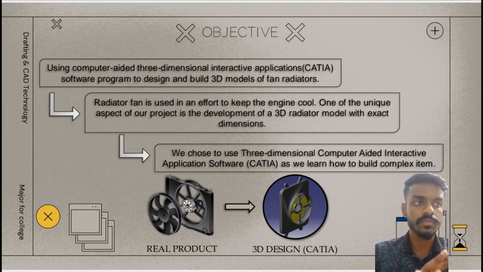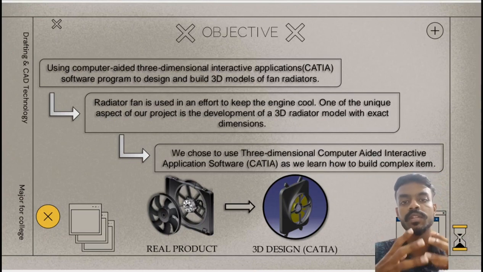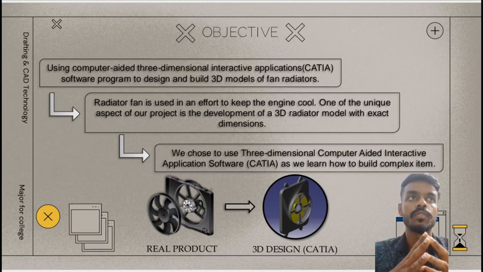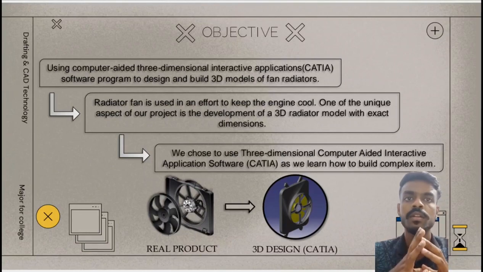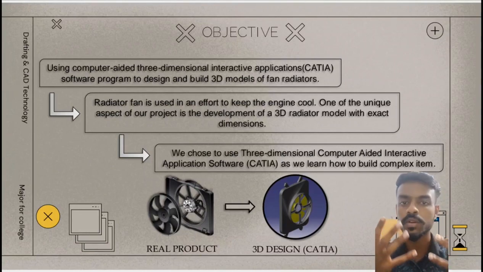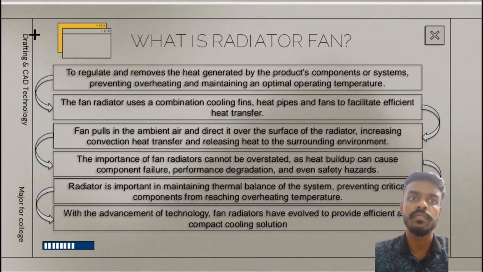This means that if we have our own dimensions or from other sources, we can use CATIA software to create an object by using the dimensions into a 3D model or for a moving object. Then, what is a radiator fan for?